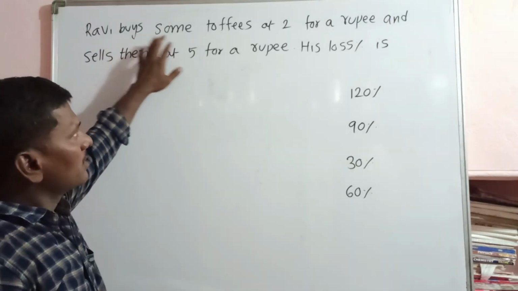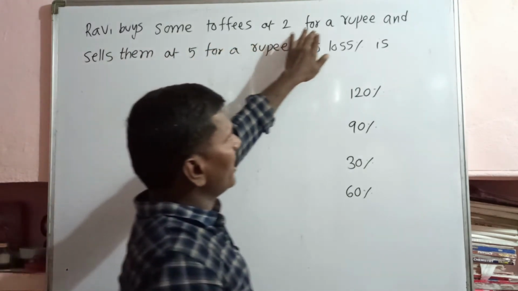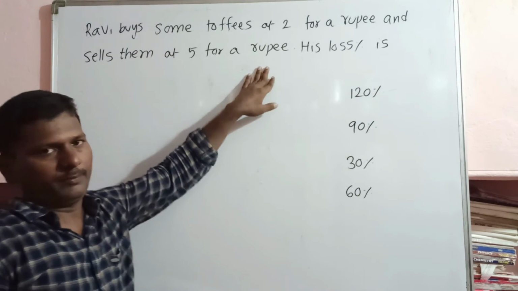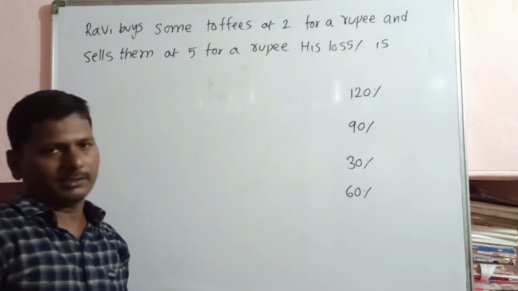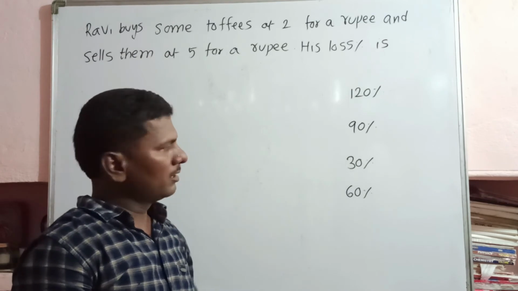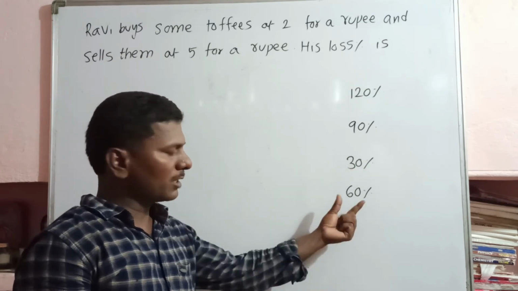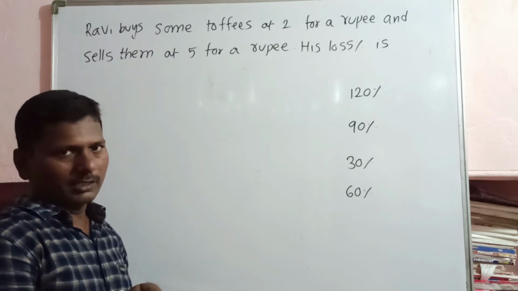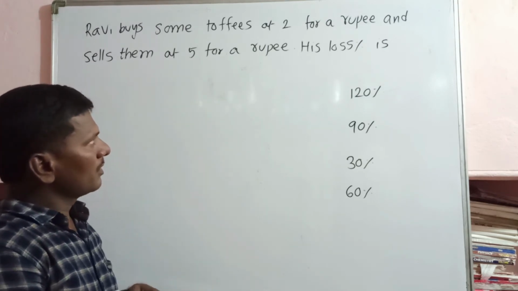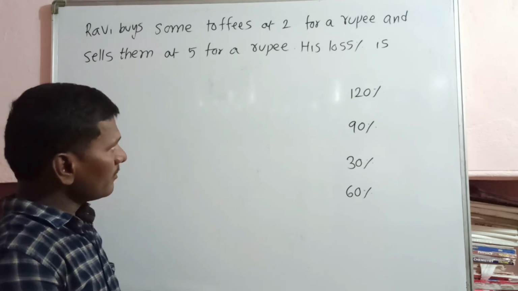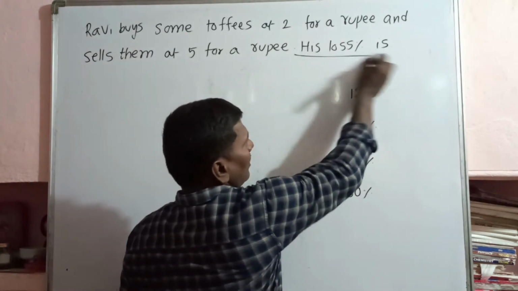Ravi buys some toffees at 2 for a rupee and sells them at 5 for a rupee. His loss percentage is, first option is 120%, second option is 90%, third option is 30%, fourth option is 60%. So many times this question was asked in various exams. Now we can do it easily. Here we are asked loss percentage.